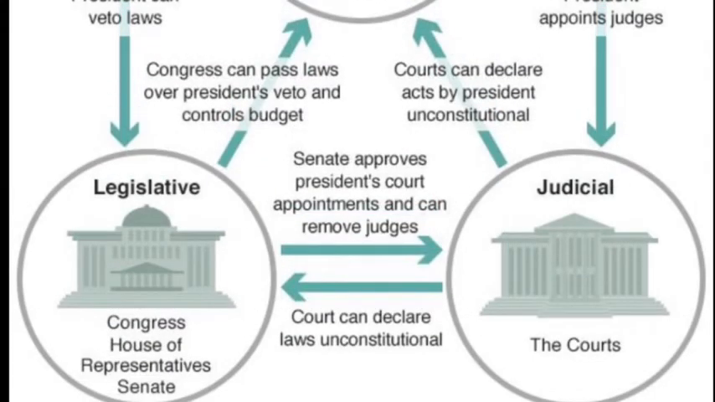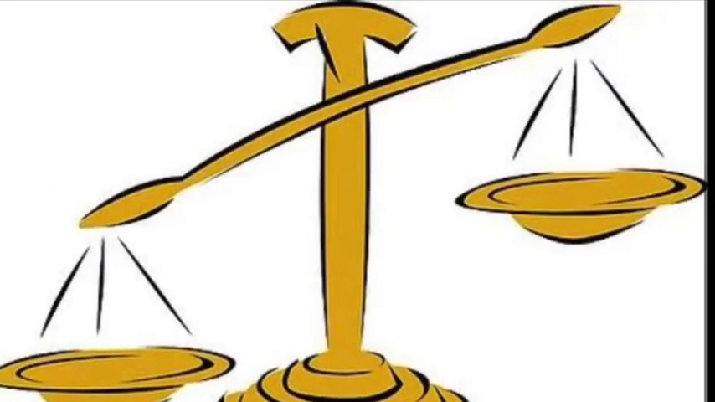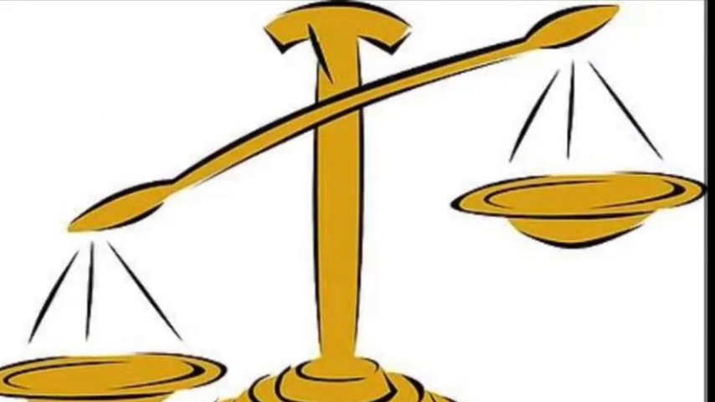And finally, the judicial branch can check the executive and legislative branch by declaring laws or executive actions unconstitutional. So checks and balances are meant to separate powers and prevent a tyrannical government from forming.